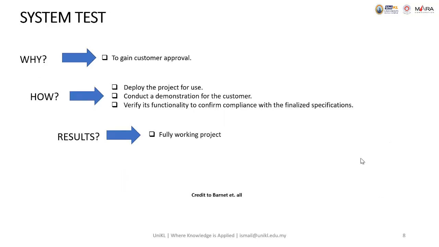So finally we have the system test. Why? To gain customer approval: your supervisor, your boss, your superior, whatever. And how? Deploy the project for use, conduct a demonstration for the customer, and verify its functionality to confirm compliance with the final specifications. So the result is a fully working project.